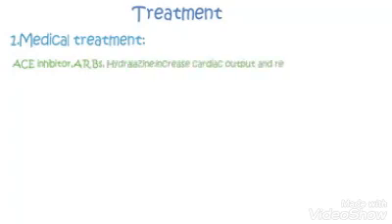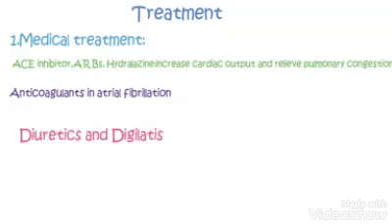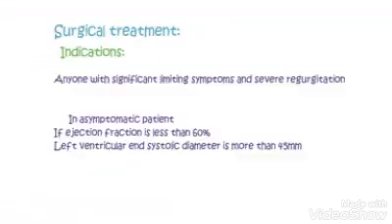Treatment of mitral regurgitation. Mitral regurgitation is managed medically and surgically. ACE inhibitors, ARBs, and hydralazine are used. They increase cardiac output and reduce pulmonary congestion. Anticoagulants are used for reducing the risk of a stroke in case of atrial fibrillation. Diuretics and digitalis are also used. Sometimes mitral valve defects is corrected percutaneously, but in some cases surgical management is needed. Surgical management is by valvoplasty or valvotomy.